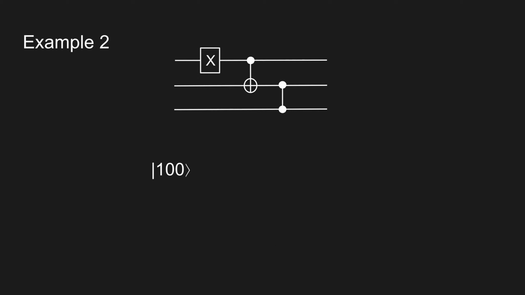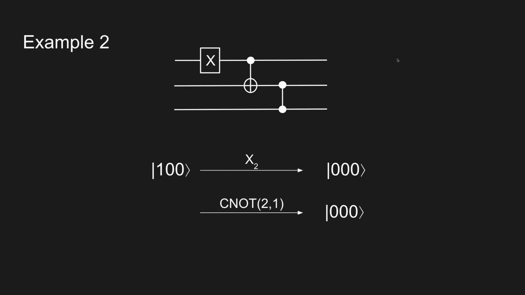Let's do one more example. We bring in the 1, 0, 0 state, and we apply the NOT operator on that 2nd qubit, which will make that into the 0, 0, 0 state. Now we apply the controlled NOT gate. Now obviously that doesn't do anything because the control qubit is 0. And now we apply the controlled Z gate. And again, because the control qubit is in 0 state, nothing will happen and we will end up being in this state 0, 0, 0.